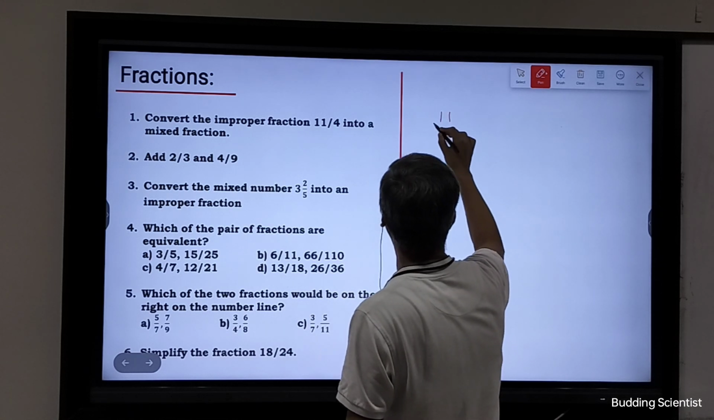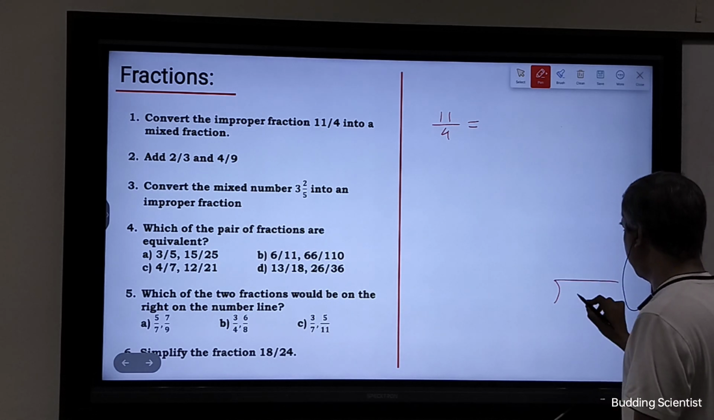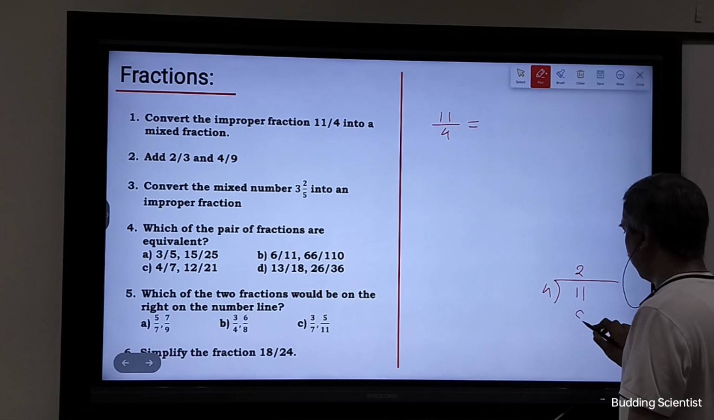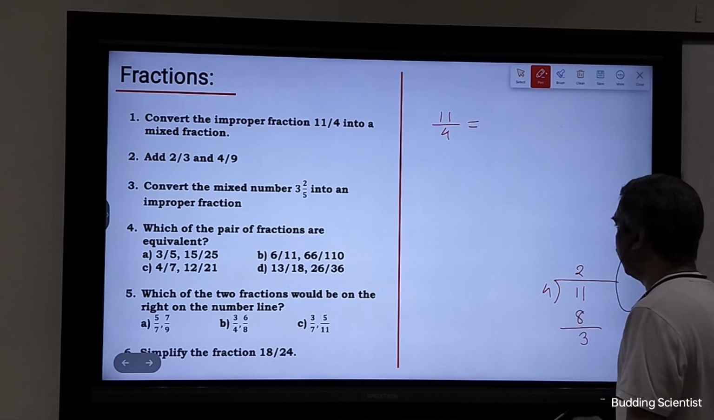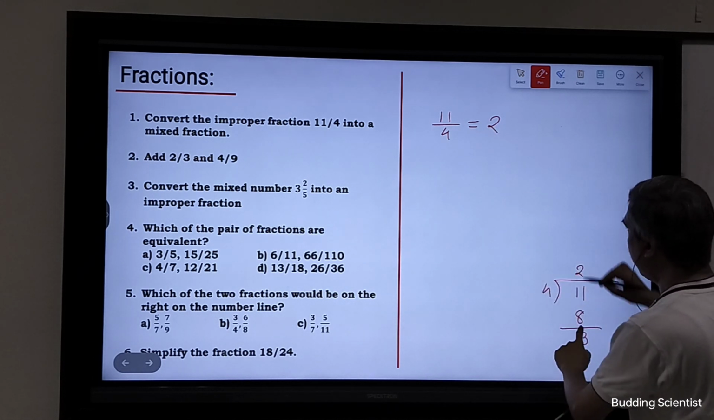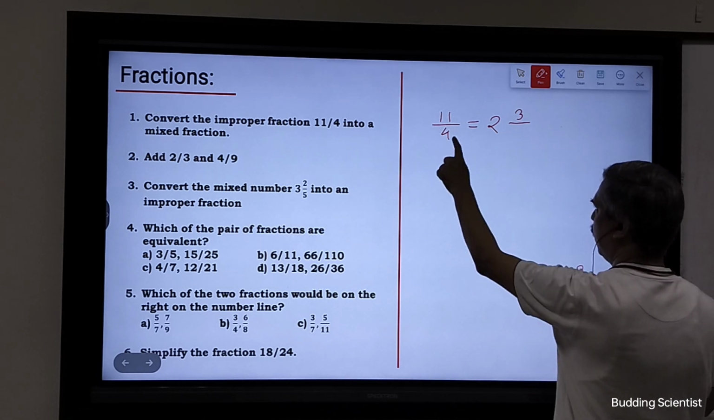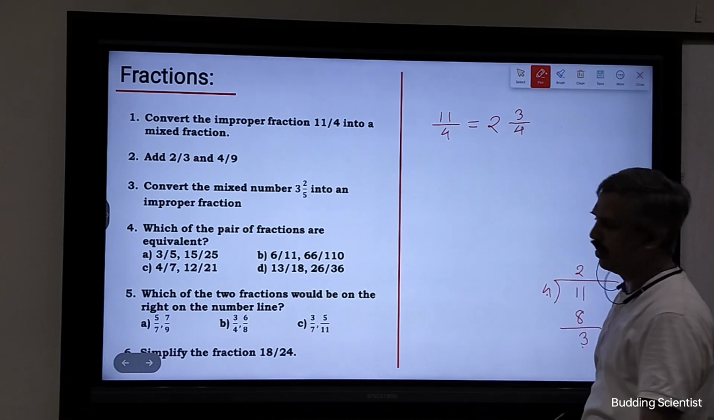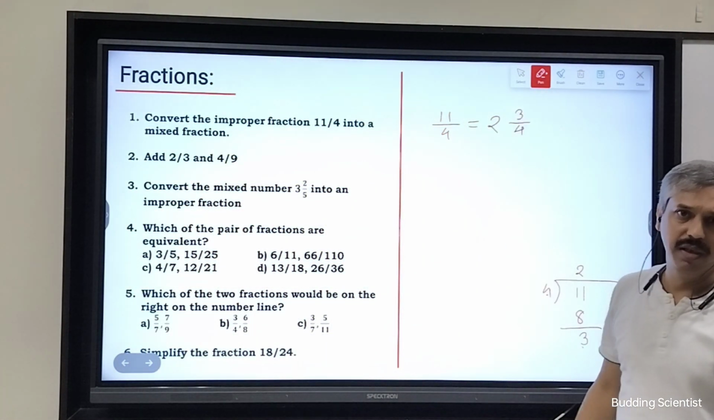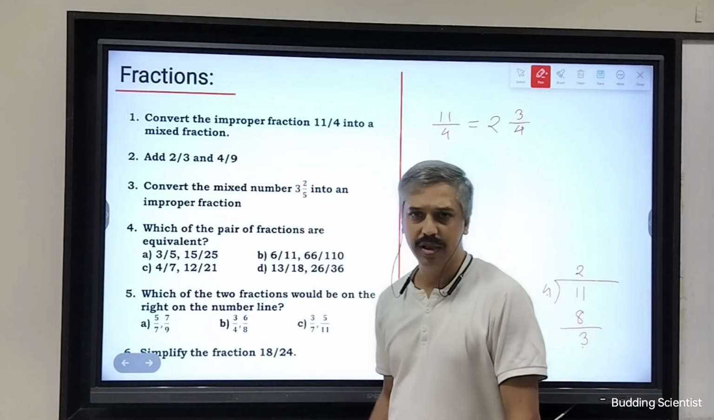So we have 11 upon 4 is equal to, I'll just make the division here. This is 11, this is 4. 4 2's are 8, the remainder is 3. So I'll write 2 here, this 2 comes here, the remainder comes in the numerator here, and the denominator is the same, which is kept here. It's just putting them in the right place. If you could do that, you get the marks for this. It's not difficult. Nothing great about it.